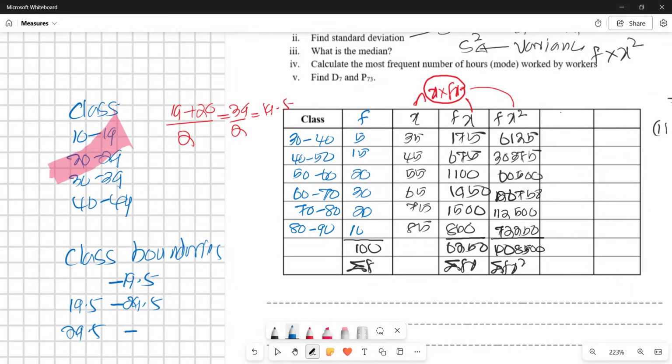Capital F, total less than upper class point. Less than 40, total is 5. Less than 50, total is 15 plus 5, 20. Less than 60, 40. Less than 70, 70. Less than 80, 90. Less than 90, it is 100. This is cumulative frequency, less than upper class boundary total.